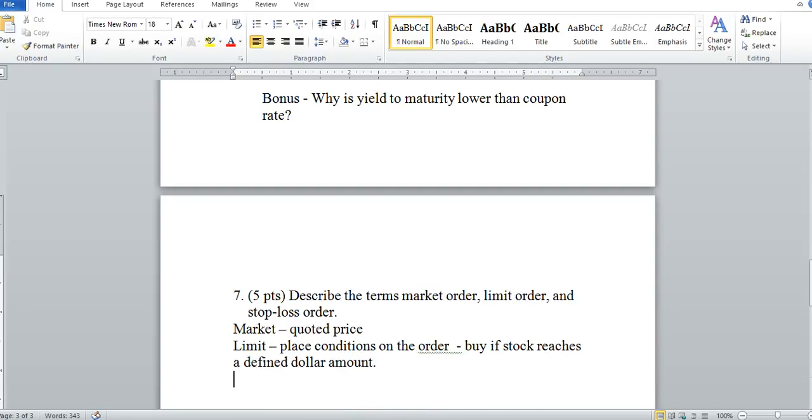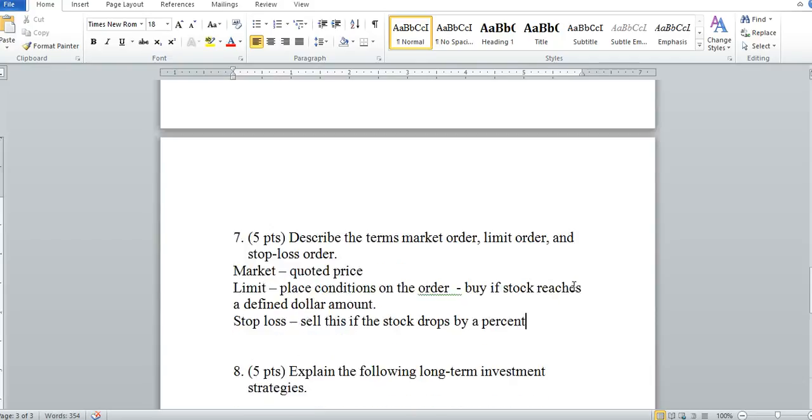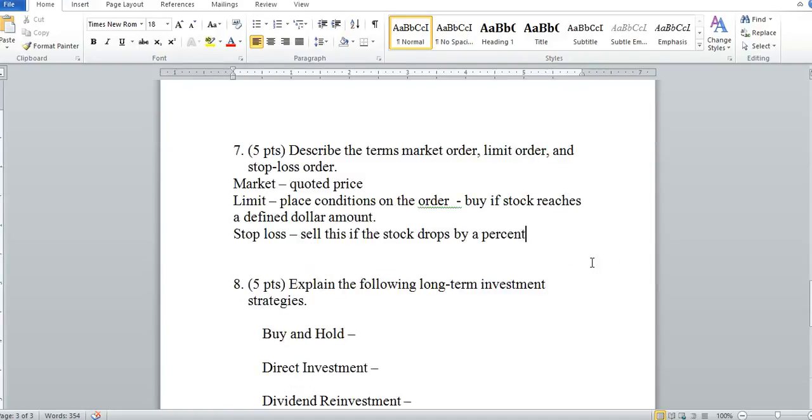And then lastly is a stop loss. And that says to sell this if the stock drops to a level or by a percent. And this is your sort of downside protection. Let's say you're going on vacation, you're not going to be around for a couple weeks, and you want to protect your investments. You can put in a stop loss that says, hey, if something crazy happens while I'm gone, just go ahead and sell it off so you don't lose all your money.